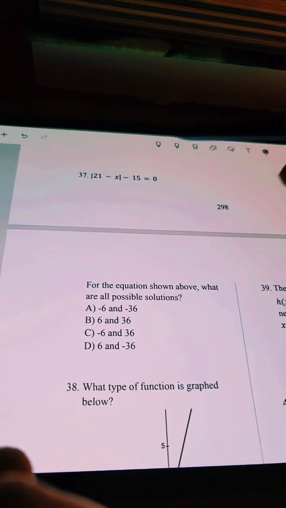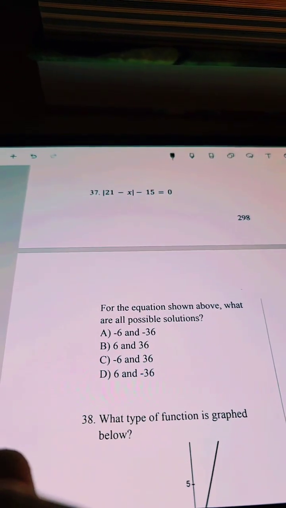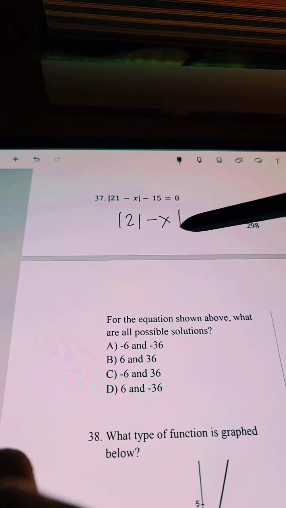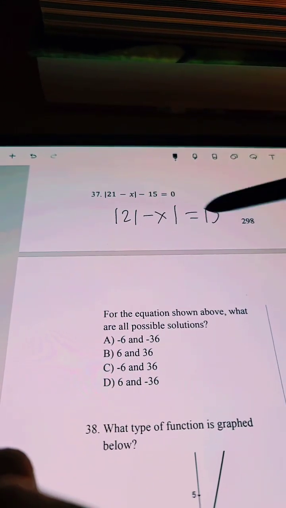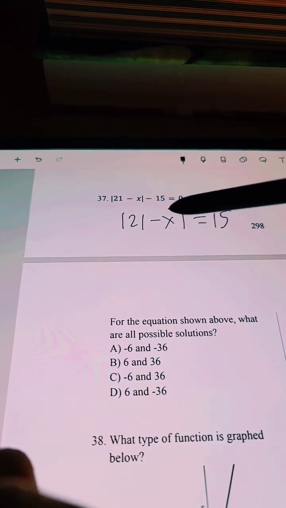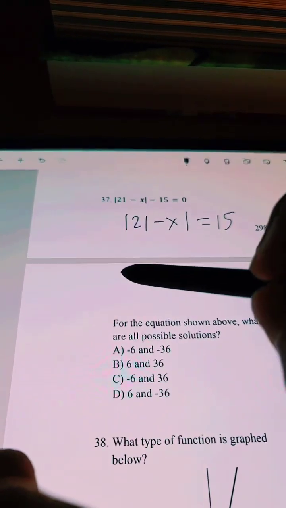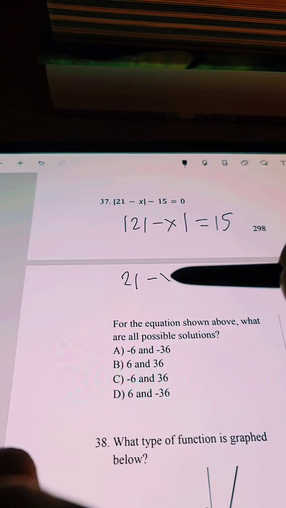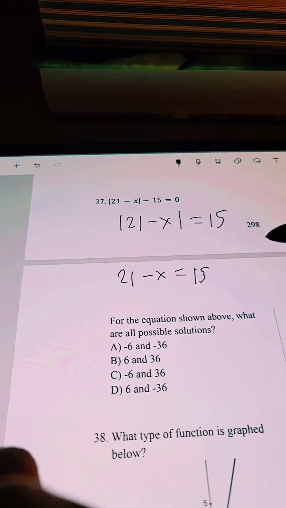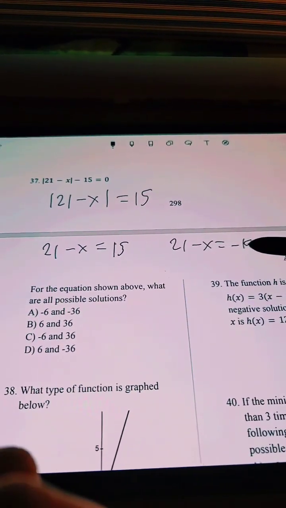I don't know why. So then we're going to figure out what the possible solutions are. Basically we're solving for x here. I'm going to add 15 to each side to get the absolute value by itself. And now this is absolute value, so that means whatever's inside can be positive or negative. Once you take the absolute value, you get the positive 15. So the way that I write that as two different scenarios would be 21 minus x could be positive 15, and 21 minus x could be negative 15.